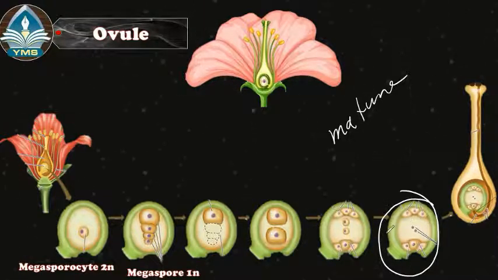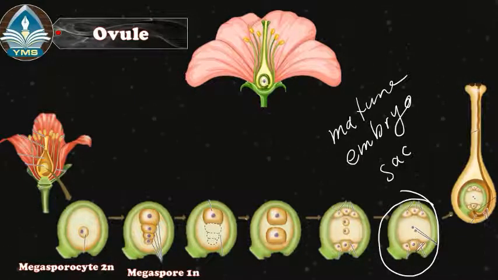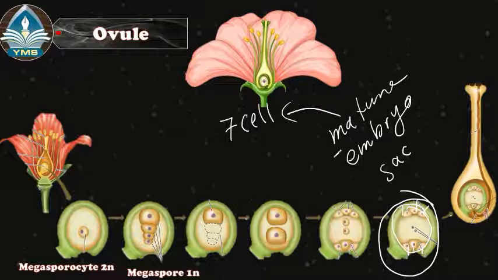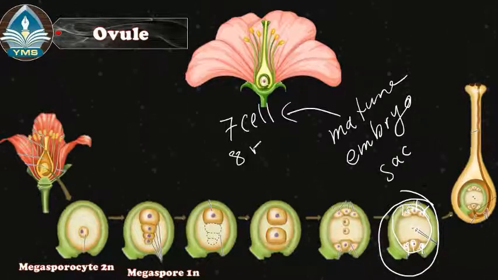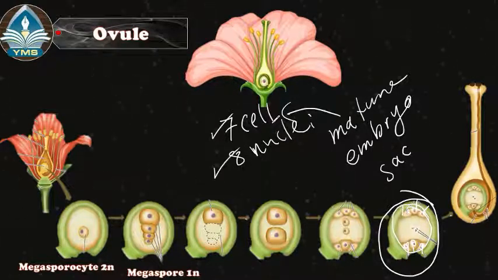Now this one, the mature embryo sac, contains how many cells? If we look here, we have how many cells? 1, 2, 3, 4, 5, 6, and this, the large one with the 2 nuclei, is the 7th. So here we have 7 cells in the mature embryo sac. And how many nuclei are in these 7 cells? Here, 1, 2, 3, 4, 5, 6, 7, 8. We have 8 nuclei. So the mature embryo sac contains 7 cells and 8 nuclei, and this is very important. You need to understand it.